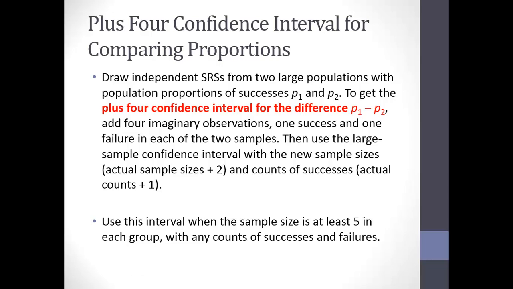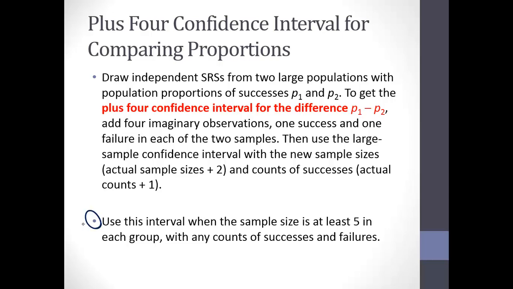So again, same setup. If we have two independent simple random samples and we want to do a +4 confidence interval for that difference, we're going to add in our 4 imaginary observations. This time, however, we're going to do one success, so two observations in each group. One success, one failure in the first group, one success, one failure in the second group. And then the formula is going to look identical to what we saw before.